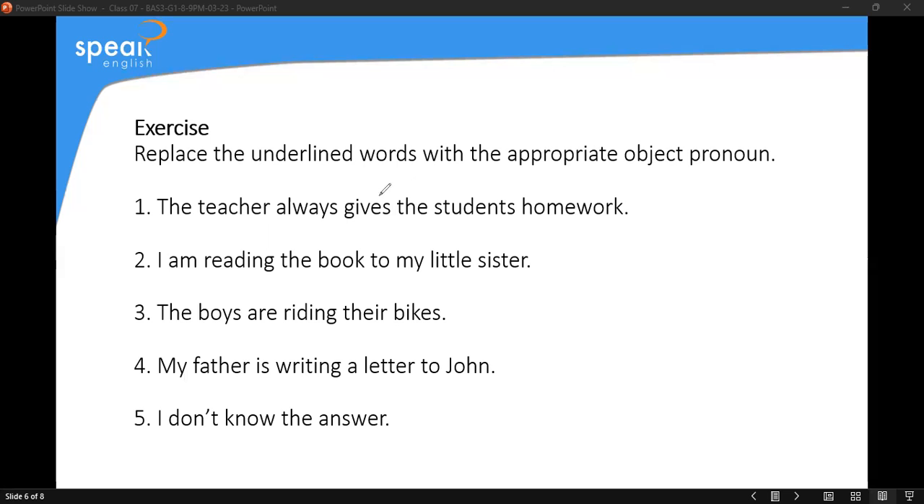Ah, okay. So in this case, remember, we have the verb, okay? And the word that comes after the verb. In this case, we have the students. So this is the object of the preposition. I'm sorry, the object of the sentence. So if I want to change this word, what is the object that I use for the student? Them. Okay, very good. So I say the teacher always gives them homework. Okay, very good.